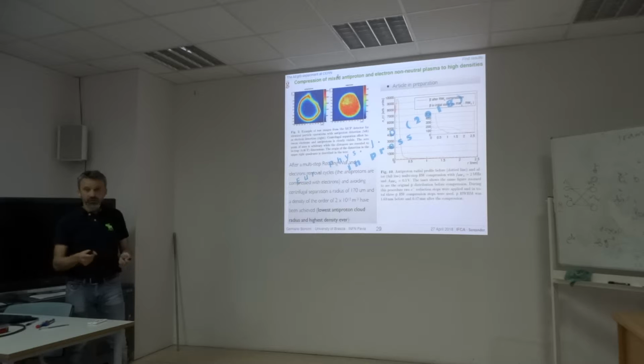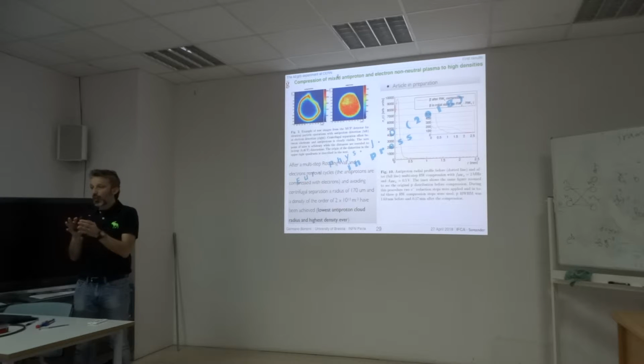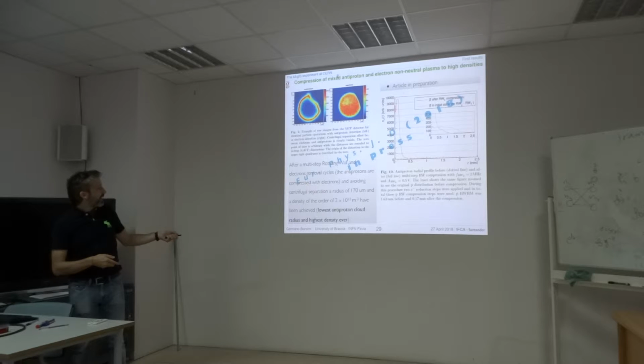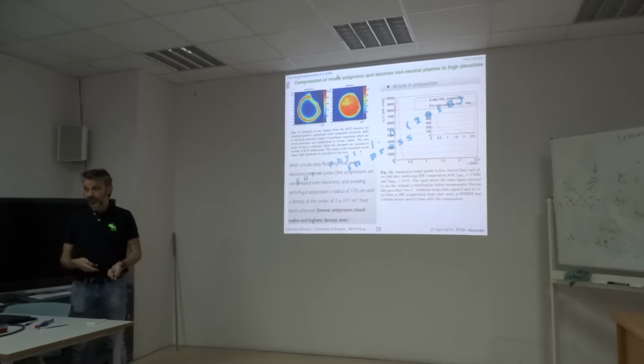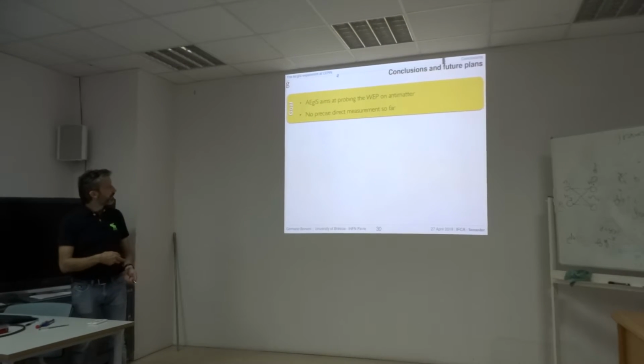And we achieved this with a technique called rotating wall. Some electrodes are split in 4, and so you make a rotating electric field, and you make your electron cloud spin. In this way, the clouds get smaller. We've been able to achieve a density of 2 × 10^13 antiprotons per square meter, with a radius of 170 micron. This is the smallest antiproton cloud radius and the highest density ever. So this is something we are going to use this year to try to produce anti-hydrogen.